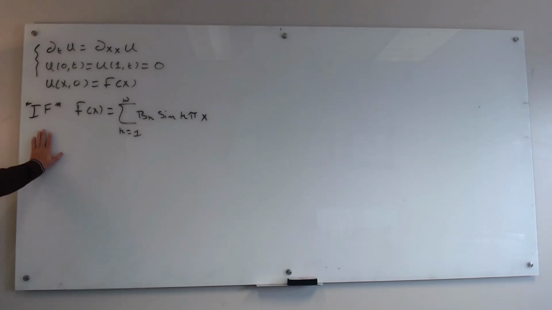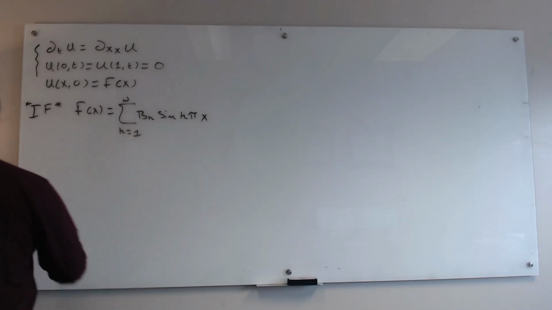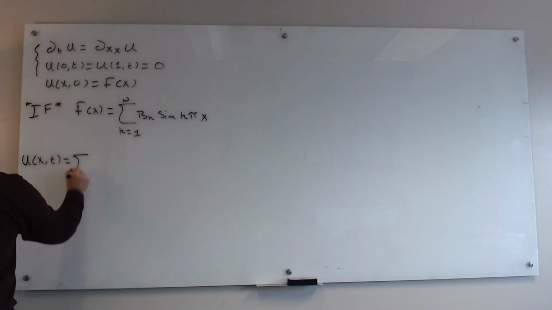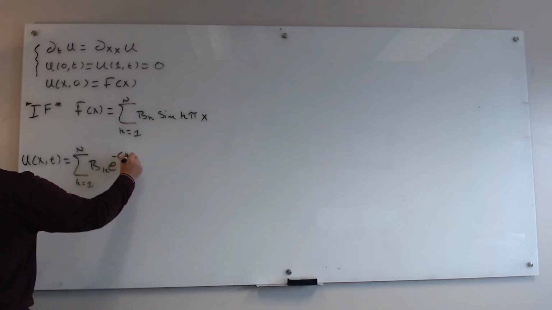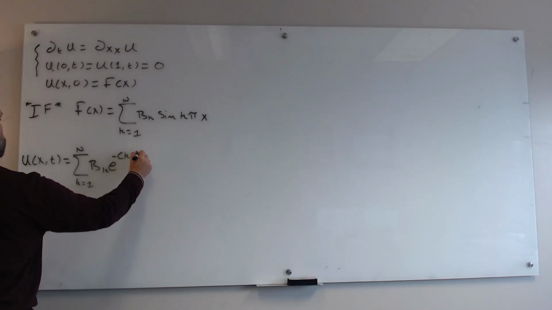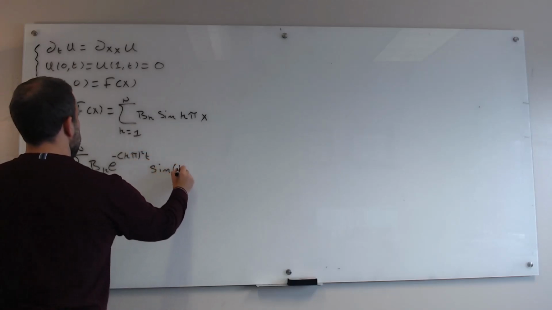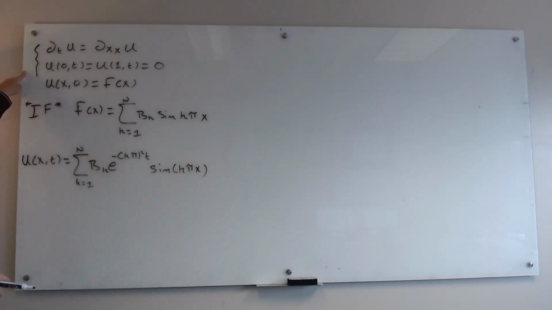So if, again, big if, f is equal to a linear combination of the sine functions, then u of x,t defined by the sum k equals 1 to n of bk e to the minus k pi squared t sine of k pi x solves this problem.